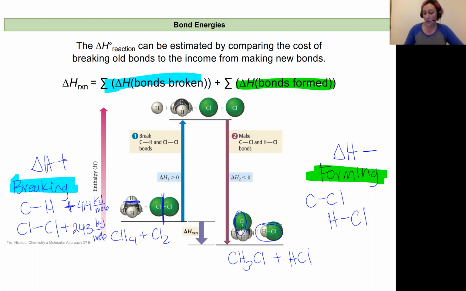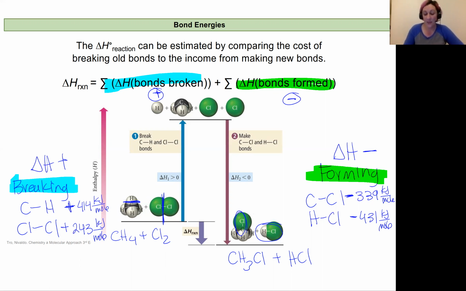Now, my carbon-chlorine bond, I recorded as 339 kilojoules per mole. And since I'm forming it, it's going to be negative. Then my hydrogen-chlorine bond is negative 431 kilojoules per mole. So now I'm going to take these enthalpies of bonds breaking and enthalpies of bonds forming. My enthalpies of bonds forming are always negative and my bonds breaking are always positive. I'm going to plug it in.